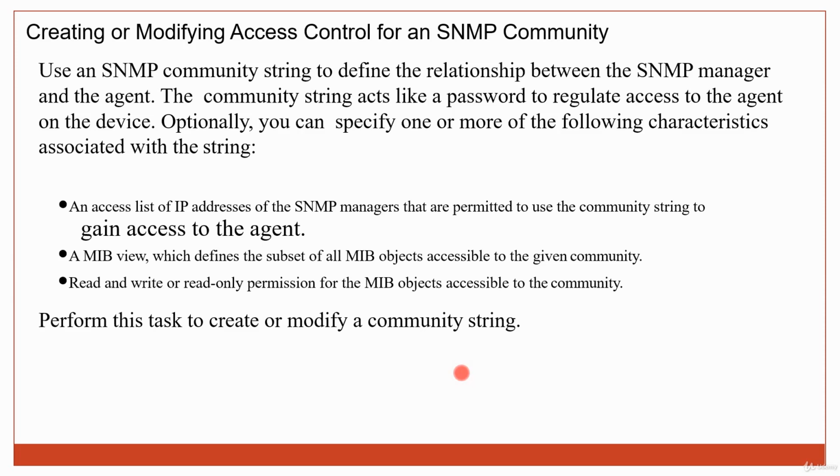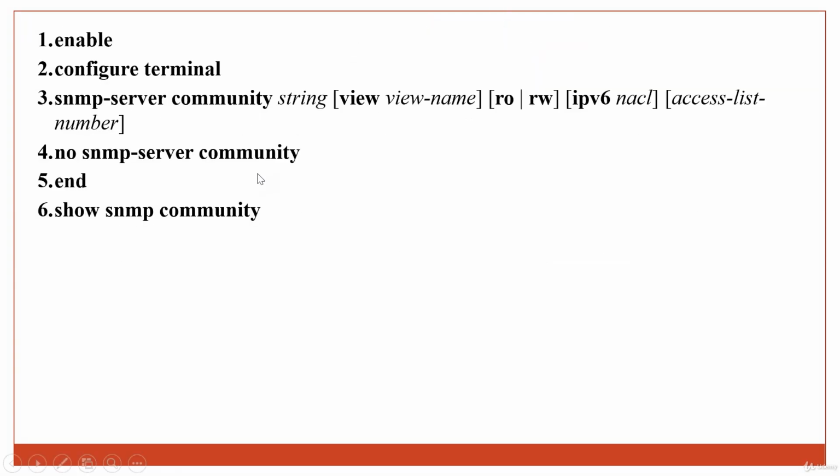So three things: define the manager with an ACL, or if you have only one or two managers, then simply give the manager IP. Define the view if it is required, if you are facing issues related to CPU spikes, etc. And then we can give the read write permission to the community. We'll see in the lab section how this configuration template looks.